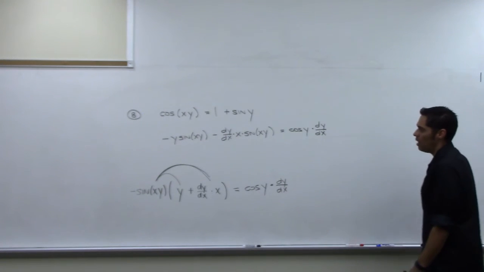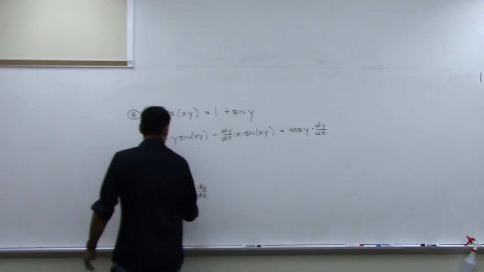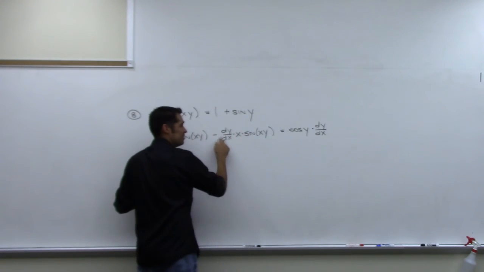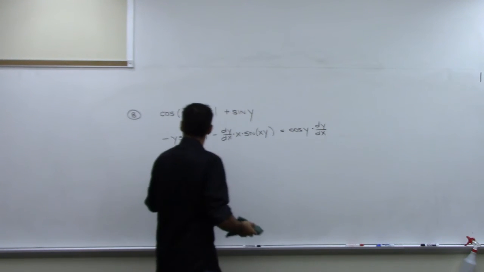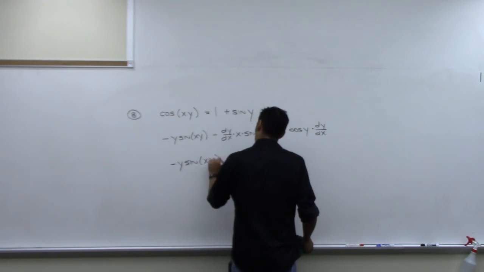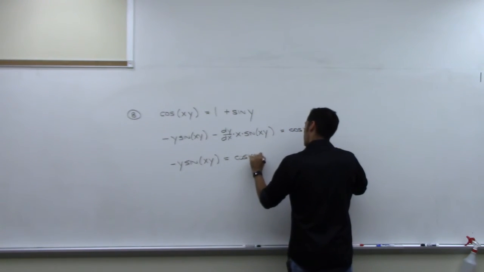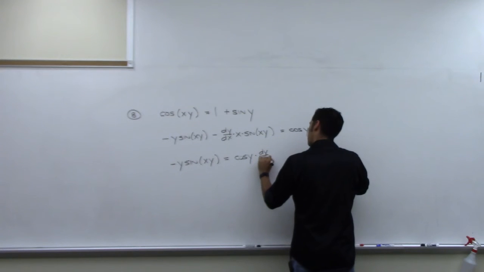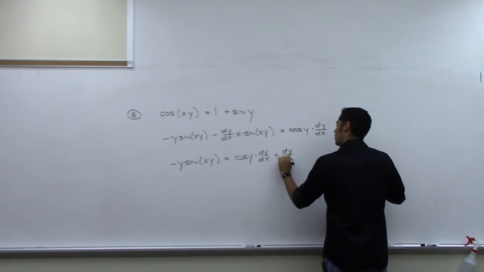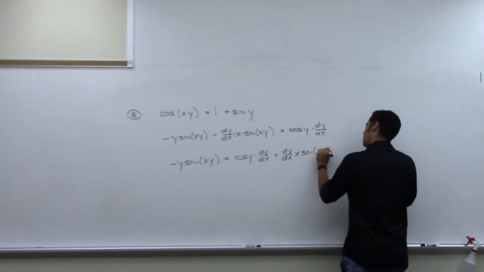Now I can get my dy/dx terms on the same side of the equation. I'm going to move them to the right because this one's negative, so if I move it over, it becomes positive. The left side is negative y sine xy, and the right side is this term, cosine y times dy/dx, plus dy/dx times x sine xy.